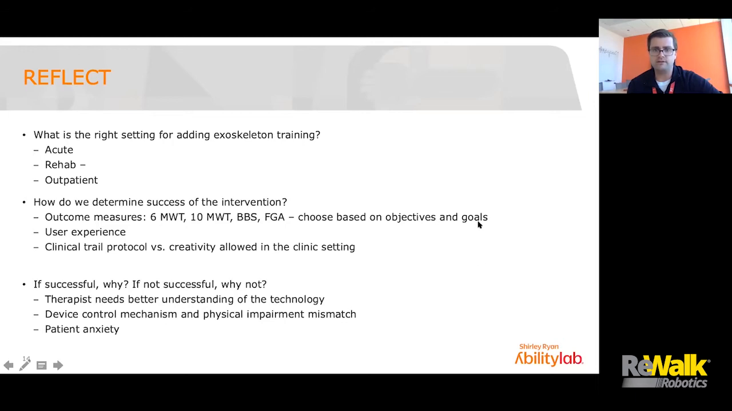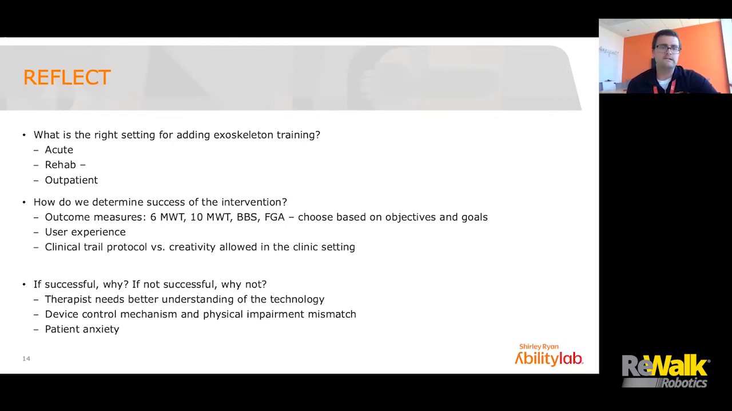Determining the success, using your outcome measures. Again, that goes back to your goals. Was it to improve balance? Well, either BERG or FGA would be better there. Endurance, 6-minute walk test. Gait speed, more 10-meter walk test. Did the user like it? Many times a person gets out of a device and they didn't feel like it was worth their time, or worth the effort that it took. And other people think, I think I just achieved something I have not been able to achieve so far in rehab, and I think it's worth hearing their side of it.